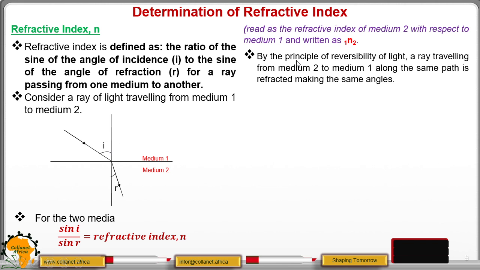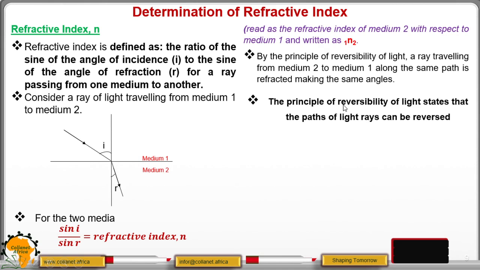Now, we know that there is a principle that we call reversibility of light. And this principle states that the path of light can be reversed. In other words, if you have a ray that is traveling from medium 2 to medium 1 along the same path, it will make the same angles. That is, the principle of reversibility of light states that the paths of light can be reversed.